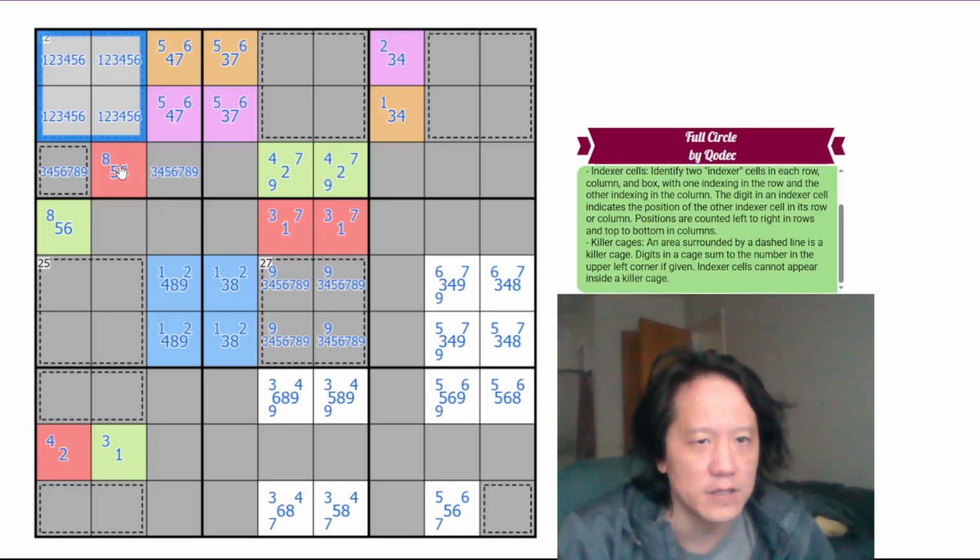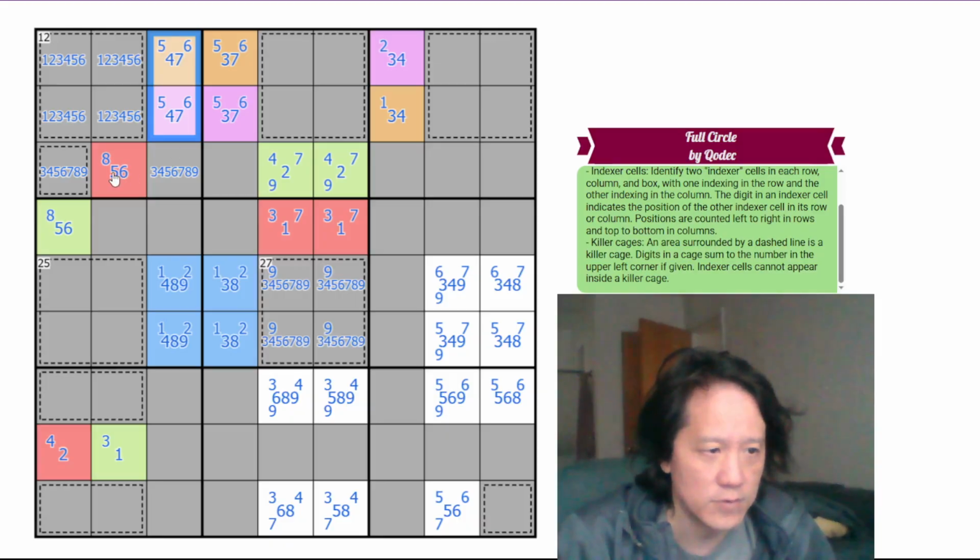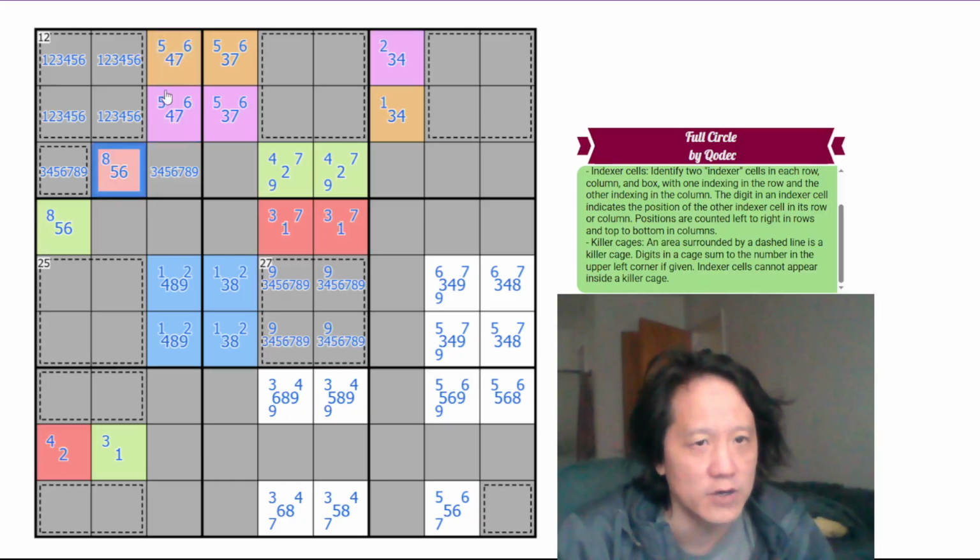But technically, you could have this indexing column. So obviously, you can have column here and row here. You cannot have row here and column here, but you could potentially have column and column. Potentially. So say that's the case. This is column and column.